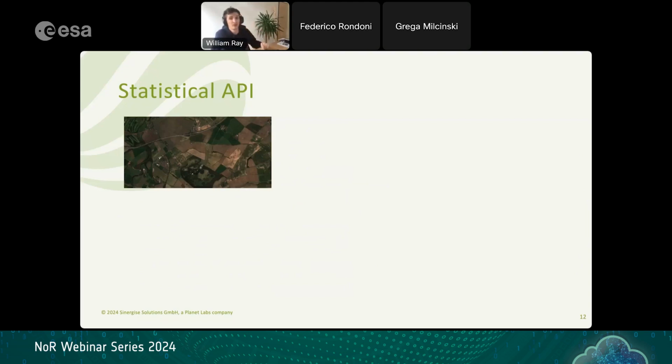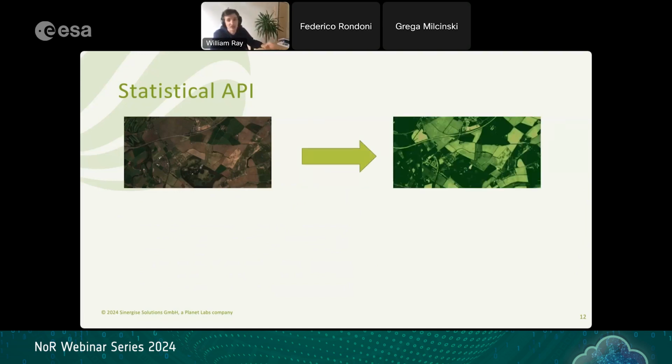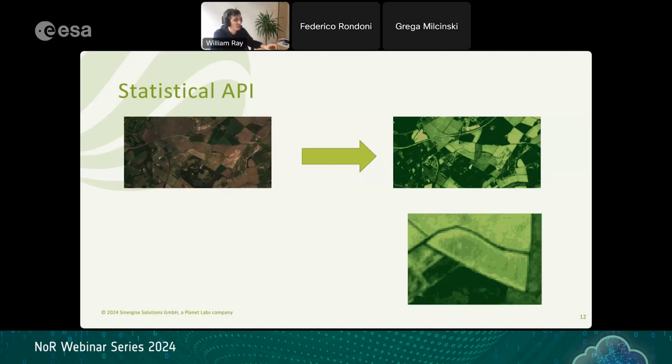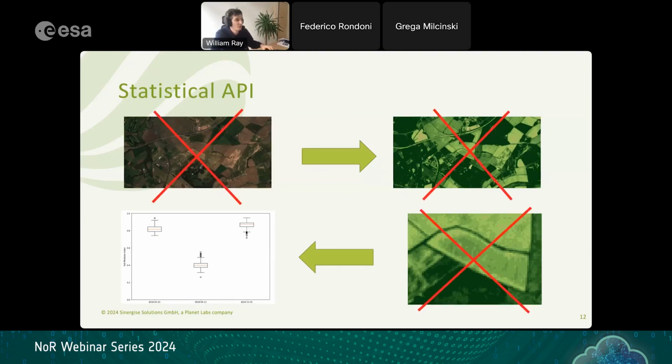So let's have a look at a more traditional workflow. You'd have to download your image. You'd then have to calculate NDVI, for instance. You'd then focus on a field of interest. You'd then probably have to clip the imagery or use a polygon, with which you can then calculate the statistics from that field. So with Stat API, you actually eliminate these 3 steps of downloading and processing the imagery, and you can get straight to the actual analytics that you need.